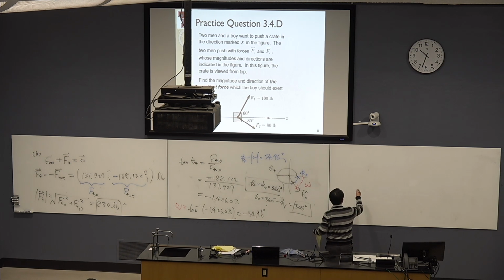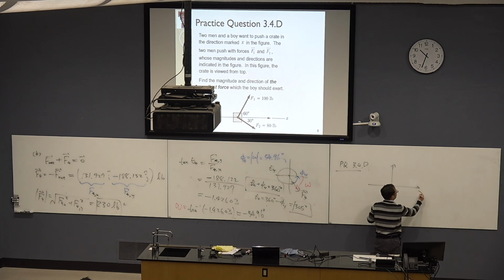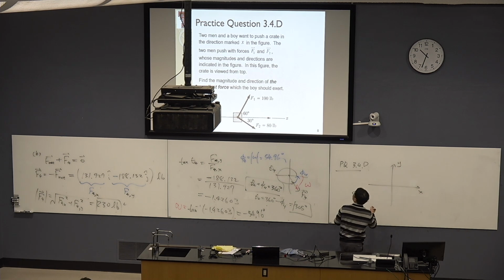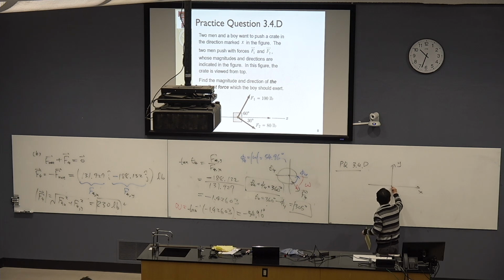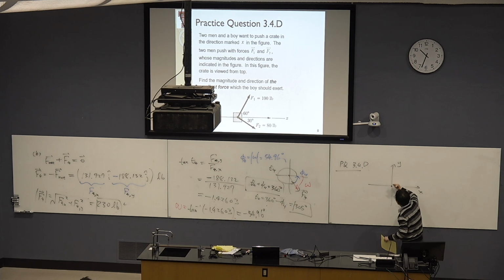You consider a free body diagram. Practice question 3.4.d. Consider this diagram here. There's an x and y coordinate system, right? And consider this object as a point here. Although it has a structure, we can ignore the so-called irrelevant degrees of freedom, just consider this as a point, and multiple forces are exerted on the same point. One force is here, and the other force is here.